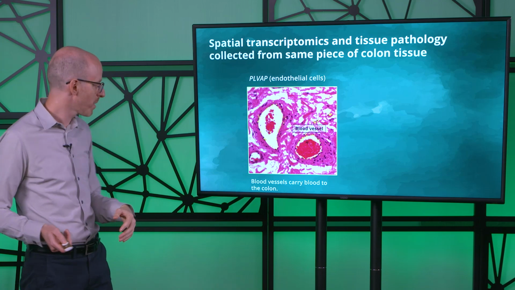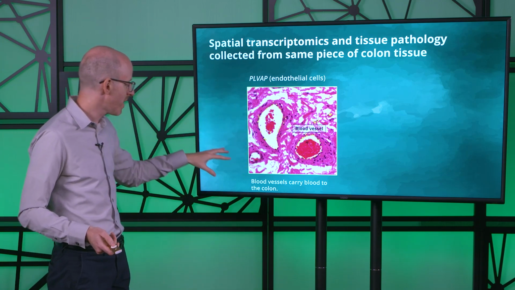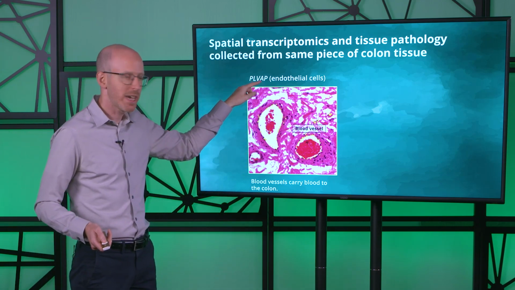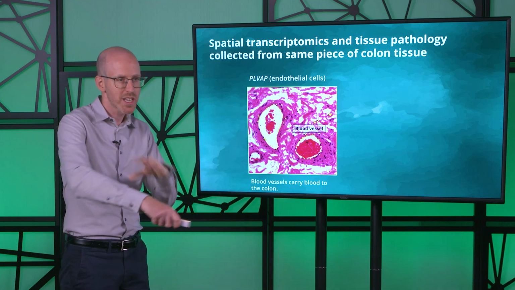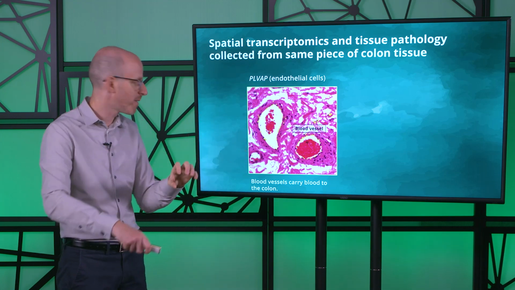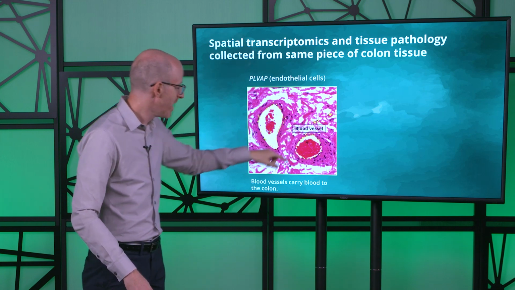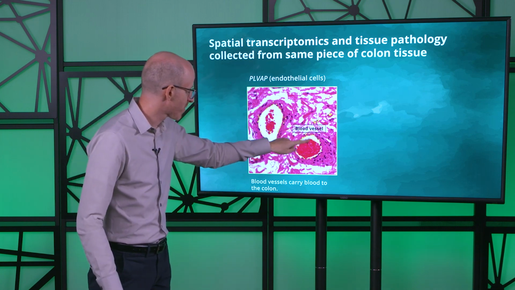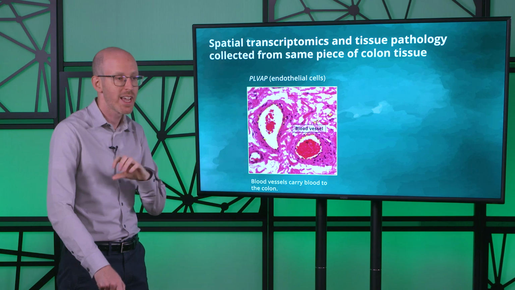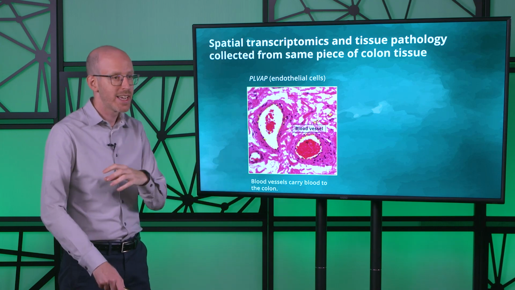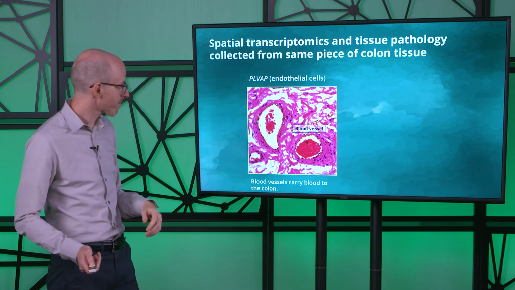Let's look at another example. Here we're in the submucosa now, and we're looking at a gene PLVAP that marks endothelial cells. Endothelial cells line your blood vessels, and so the PLVAP is sort of forming this circular tube. And then inside you actually see this mass of red, and those are red blood cells that are carrying oxygen, and they're bringing oxygen into the tissue.